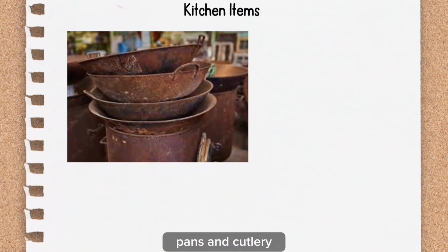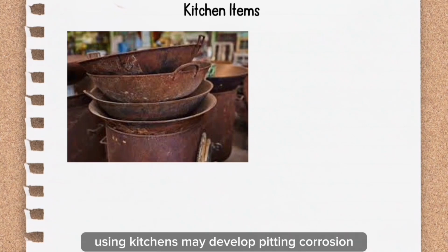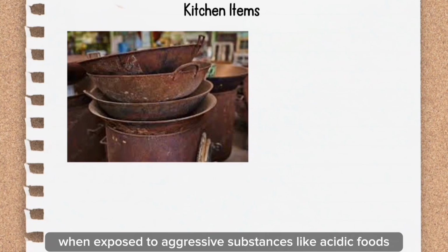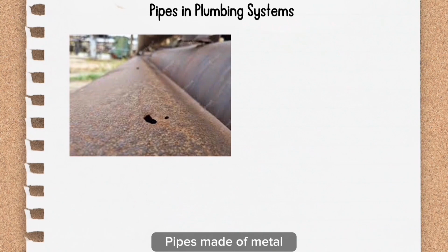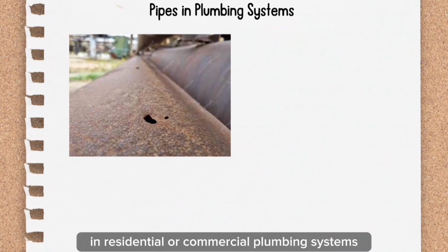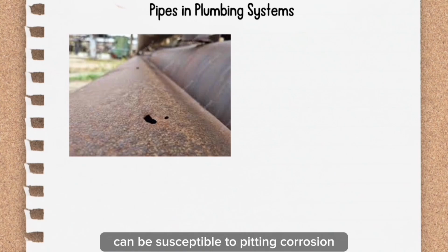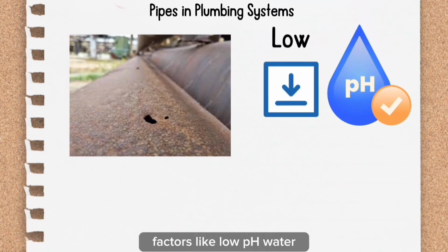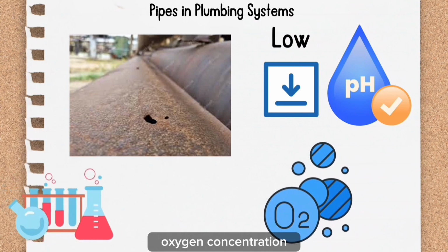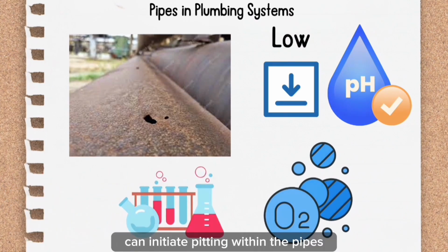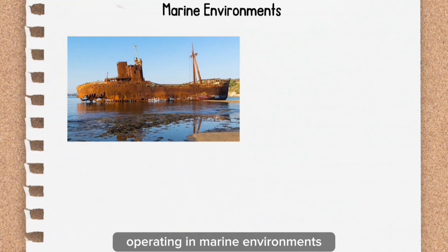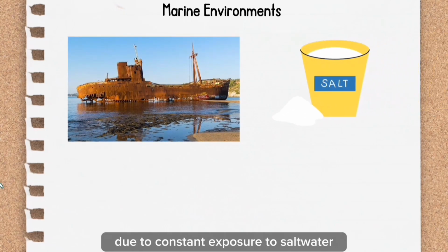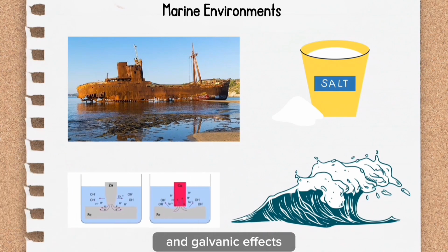Stainless steel pots, pans, and cutlery used in kitchens may develop pitting corrosion when exposed to aggressive substances like acidic foods, salt water, or harsh cleaning chemicals. Pipes made of metal, such as copper or iron, in residential or commercial plumbing systems, can be susceptible to pitting corrosion. Factors like low pH water, oxygen concentration, or chemical imbalances can initiate pitting within the pipes. Boats made of metal, such as aluminum or steel, operating in marine environments, are prone to pitting corrosion due to constant exposure to saltwater, wave action, and galvanic effects.